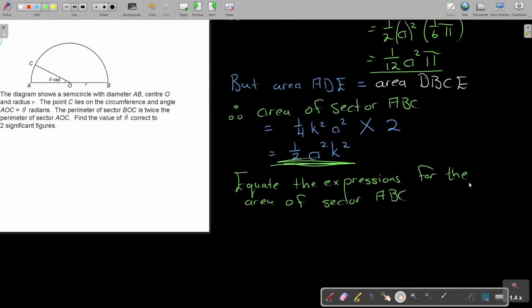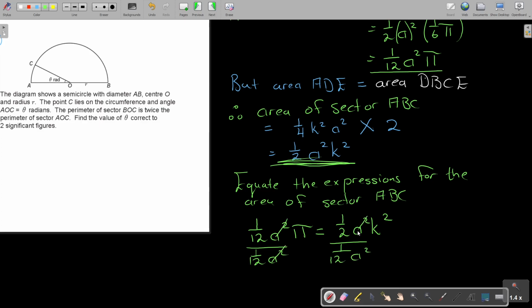Okay, so let's just fill it in. It's that 1 over 12, the one that I just worked out for the area, and then the two blue ones, which was a half a squared k squared. Okay, and now I'm just going to start dividing. I divide both sides by 1 over 12a squared. Do you see why? So the a squared cancel.